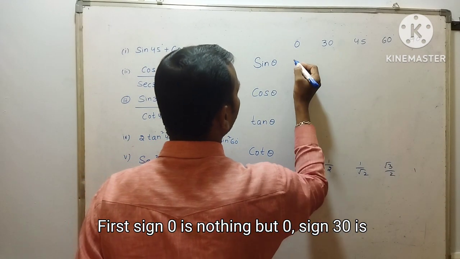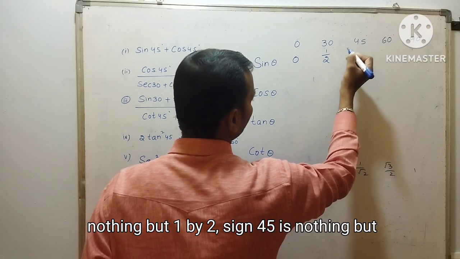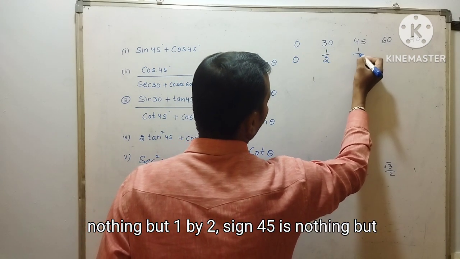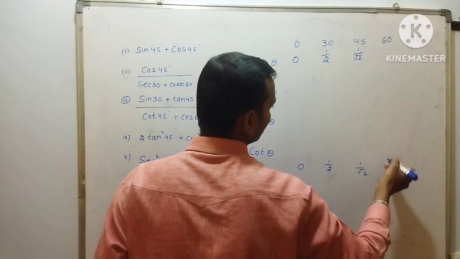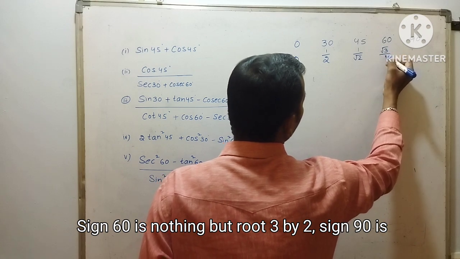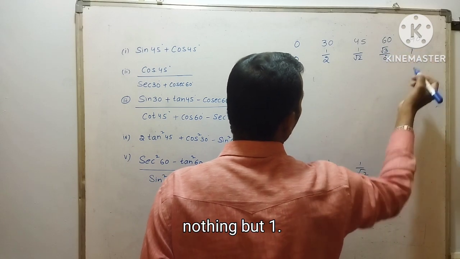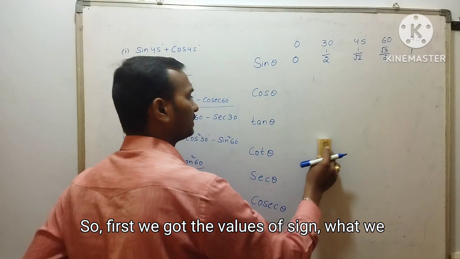First, sine 0 is nothing but 0. Sine 30 is nothing but 1 by 2. Sine 45 is nothing but 1 by root 2. And sine 60 is nothing but root 3 by 2. Sine 90 is nothing but 1. So first we got the values of sine.